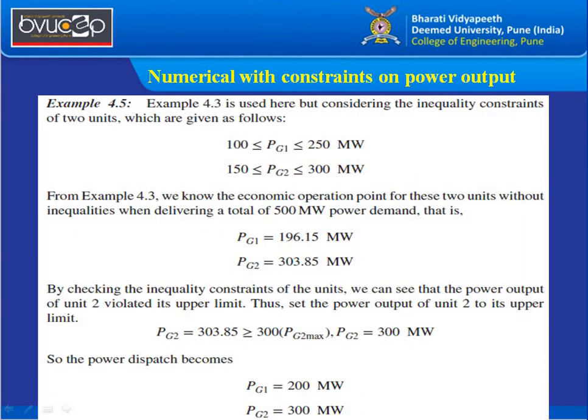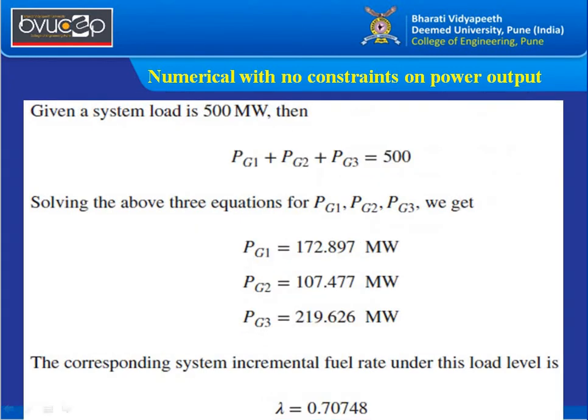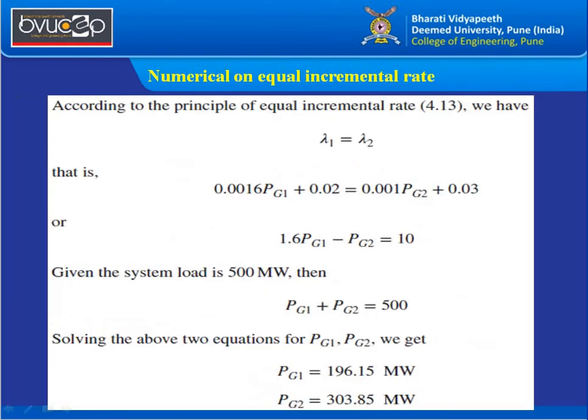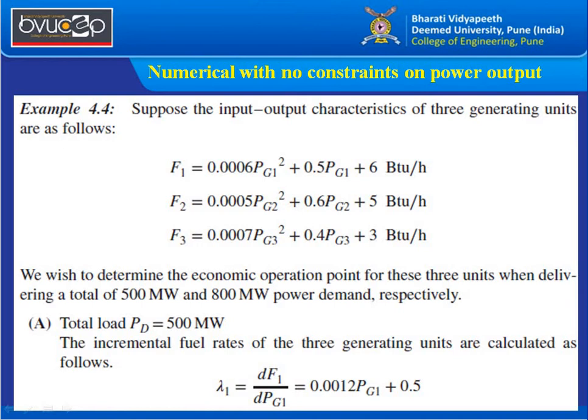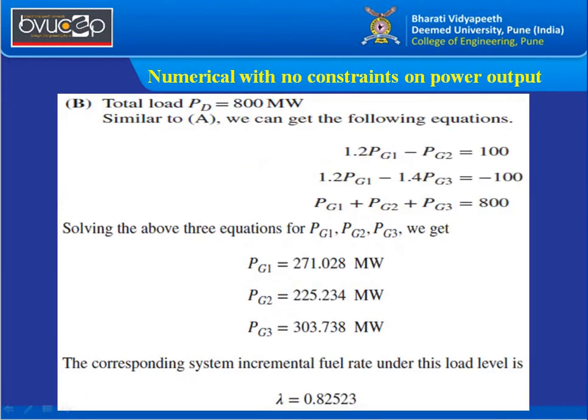Now let us go to the next example. Till now we have studied no equality constraints on the power output. So there were no constraints on any of the power outputs. We have removed all the constraints for this particular example, for 500 megawatt and 800 megawatt, only to understand how, without any constraint, the fuel rate is changing as the load is increasing.